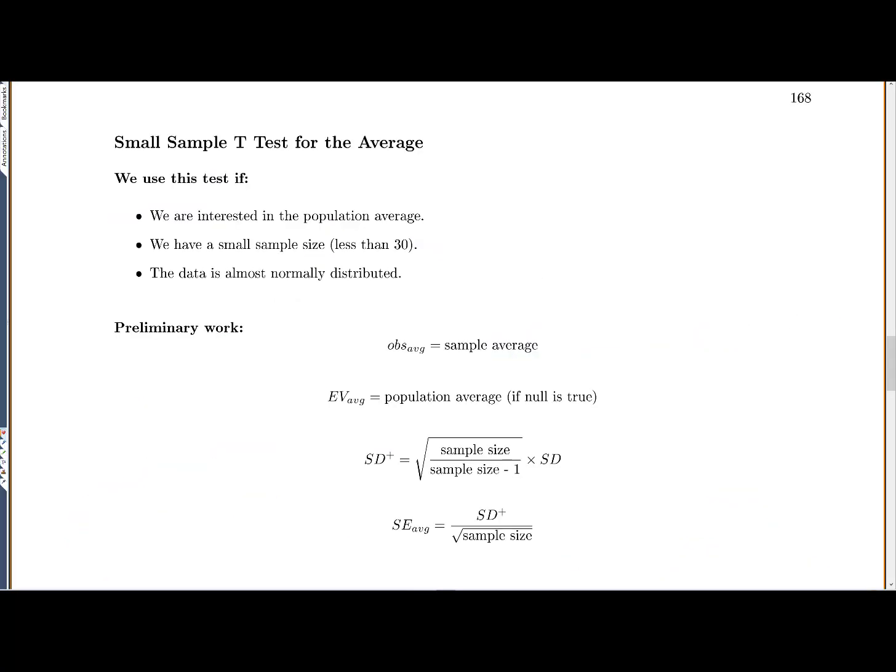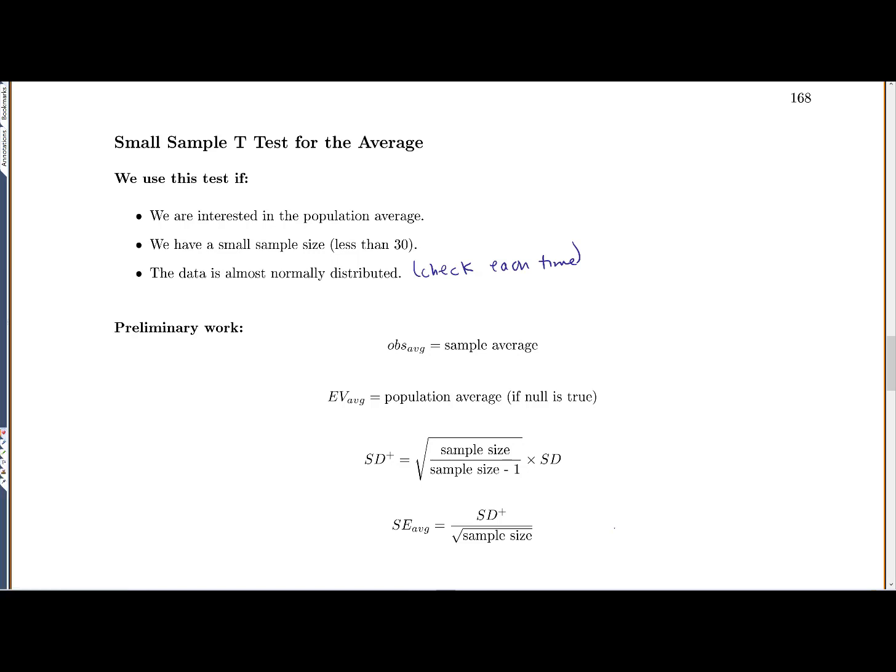Okay, so for our official small sample t-test for the average, we use this test if we are interested in the population average, we have a small sample size, less than 30, and the data is almost normally distributed. So you should check this, because if you have a small sample size, the central limit theorem can't kick in, and so you do have to have that normal data instead of just relying on a large sample size.